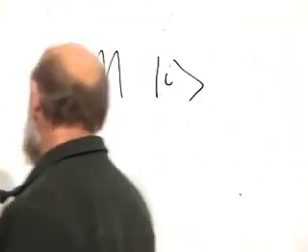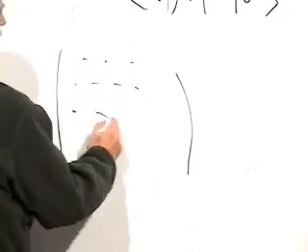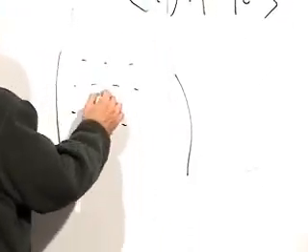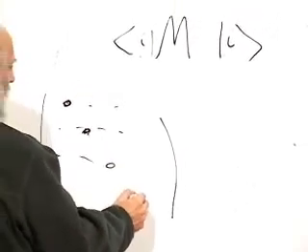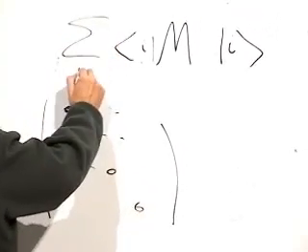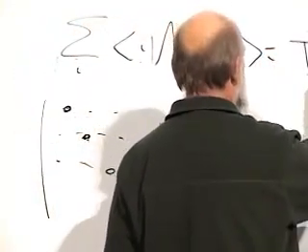If M is a matrix, then this just stands for the ii diagonal matrix element. Here's the 1,1 element, the 2,2 element, the 3,3 element, and add them all together. That's called the trace. That's called the trace of M.